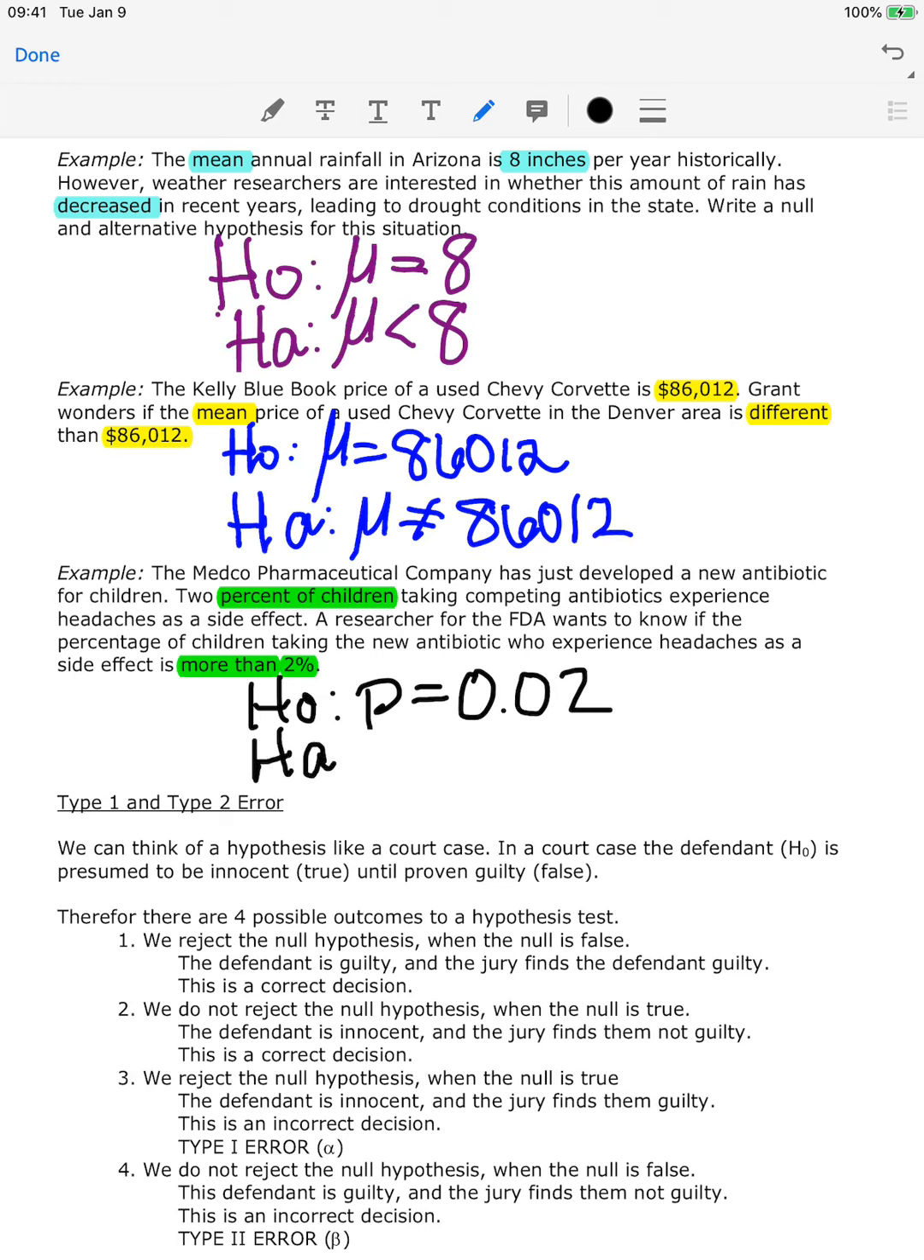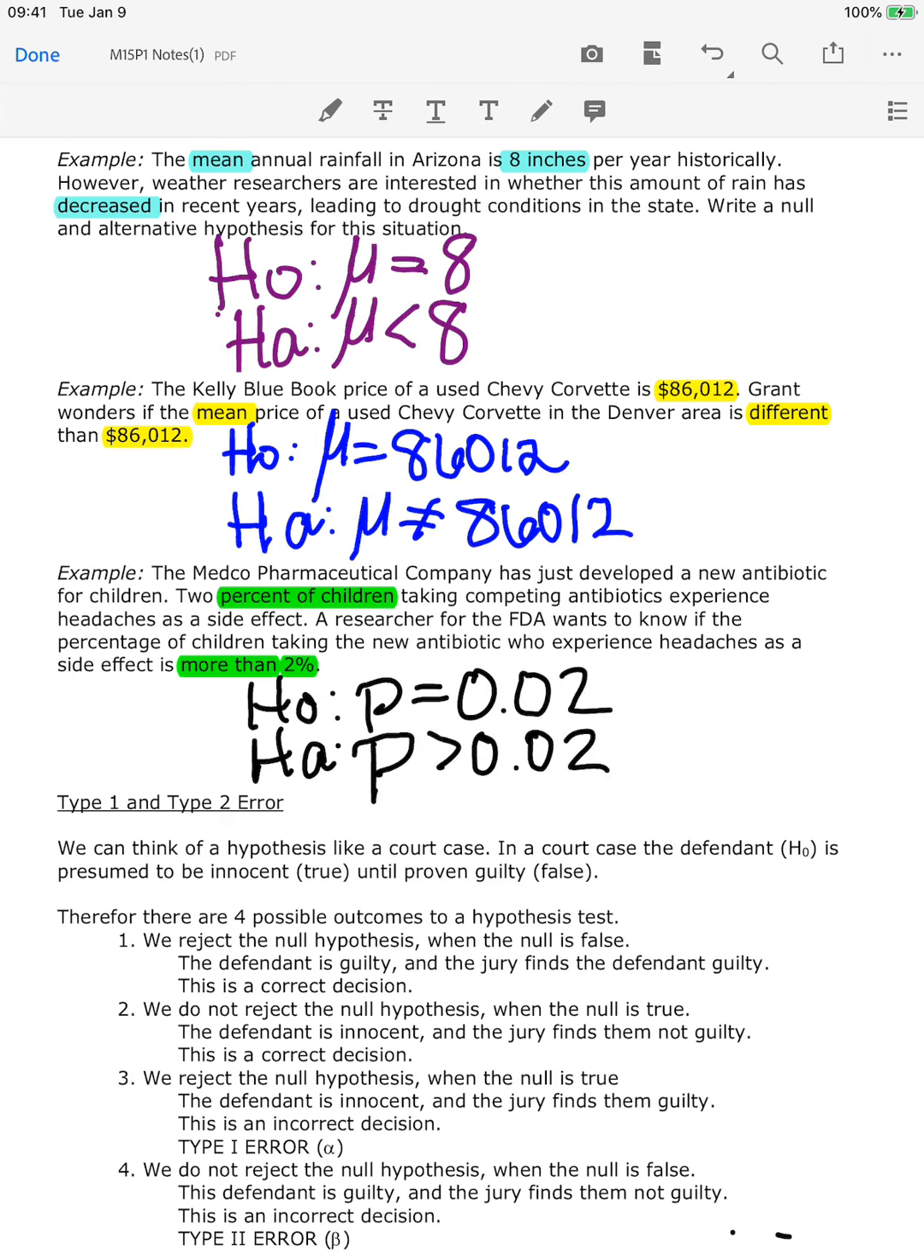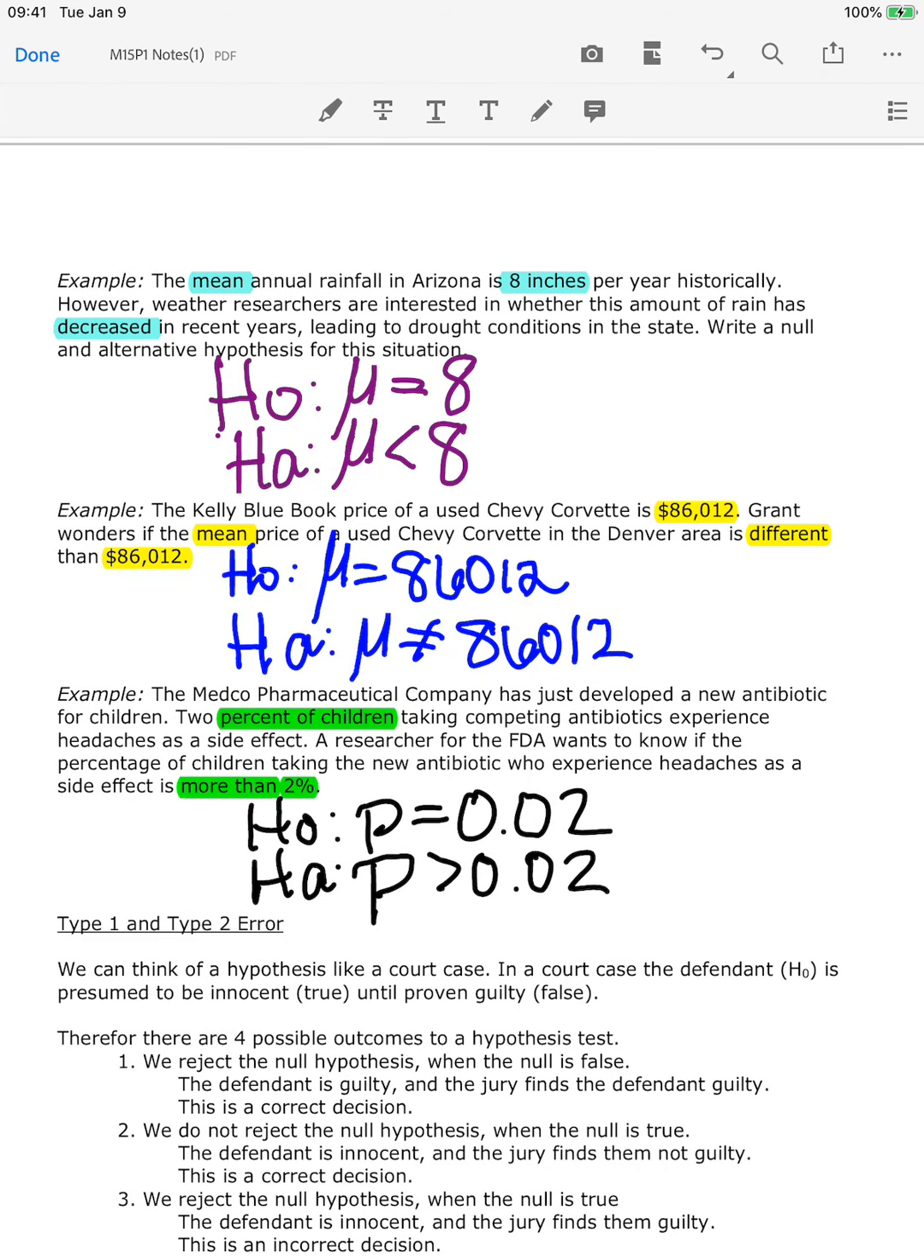And then the FDA wants to know, is the percent getting headaches more than 2%? Because if more people are getting headaches on this new drug, then this new drug may not be worth it. So this is a very real example of something you would see in the health industry. Working for a hospital, doing research on different medications, this is something you could see. So those are 3 examples of how to set up these hypothesis tests, as well as how to look for key pieces of information in the problem to set it up.